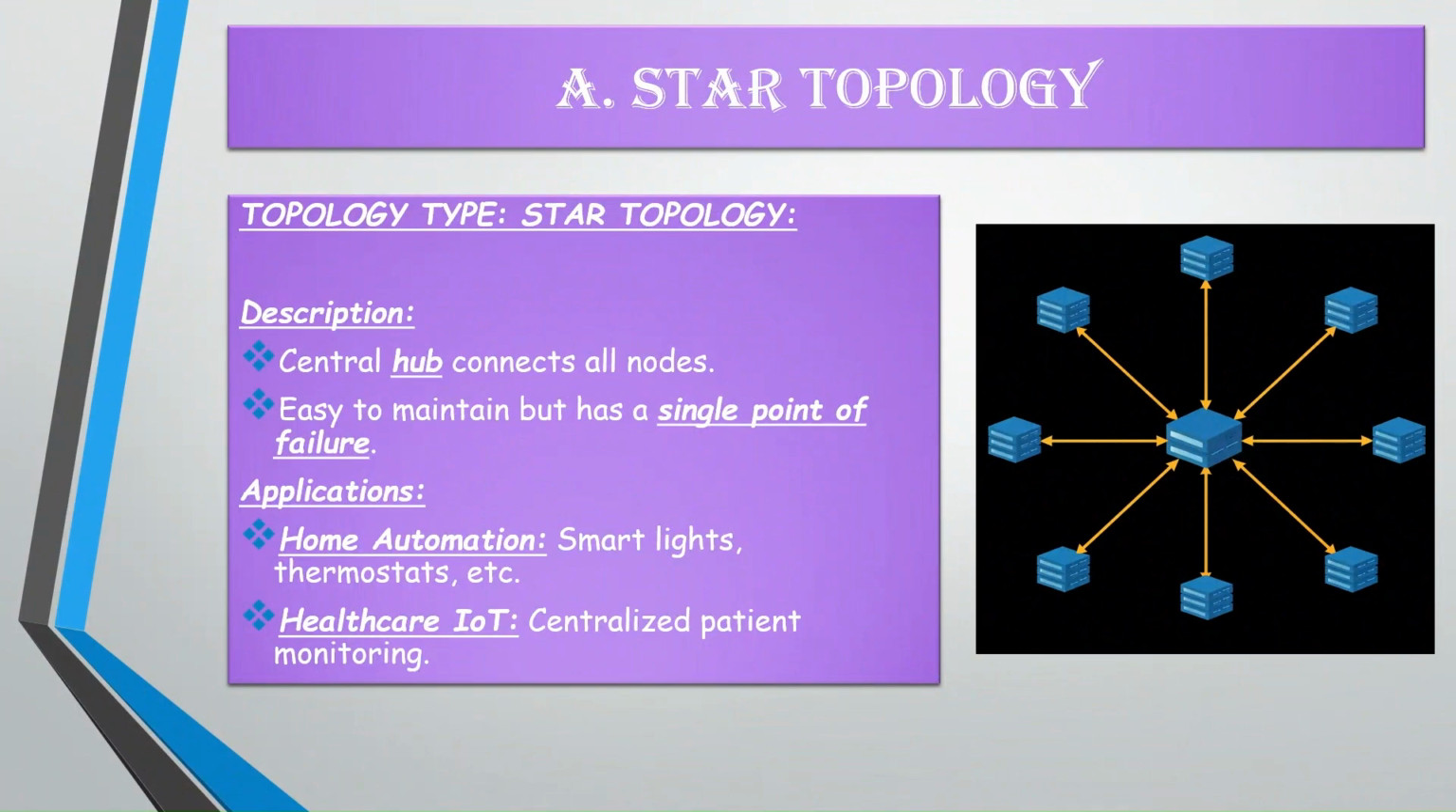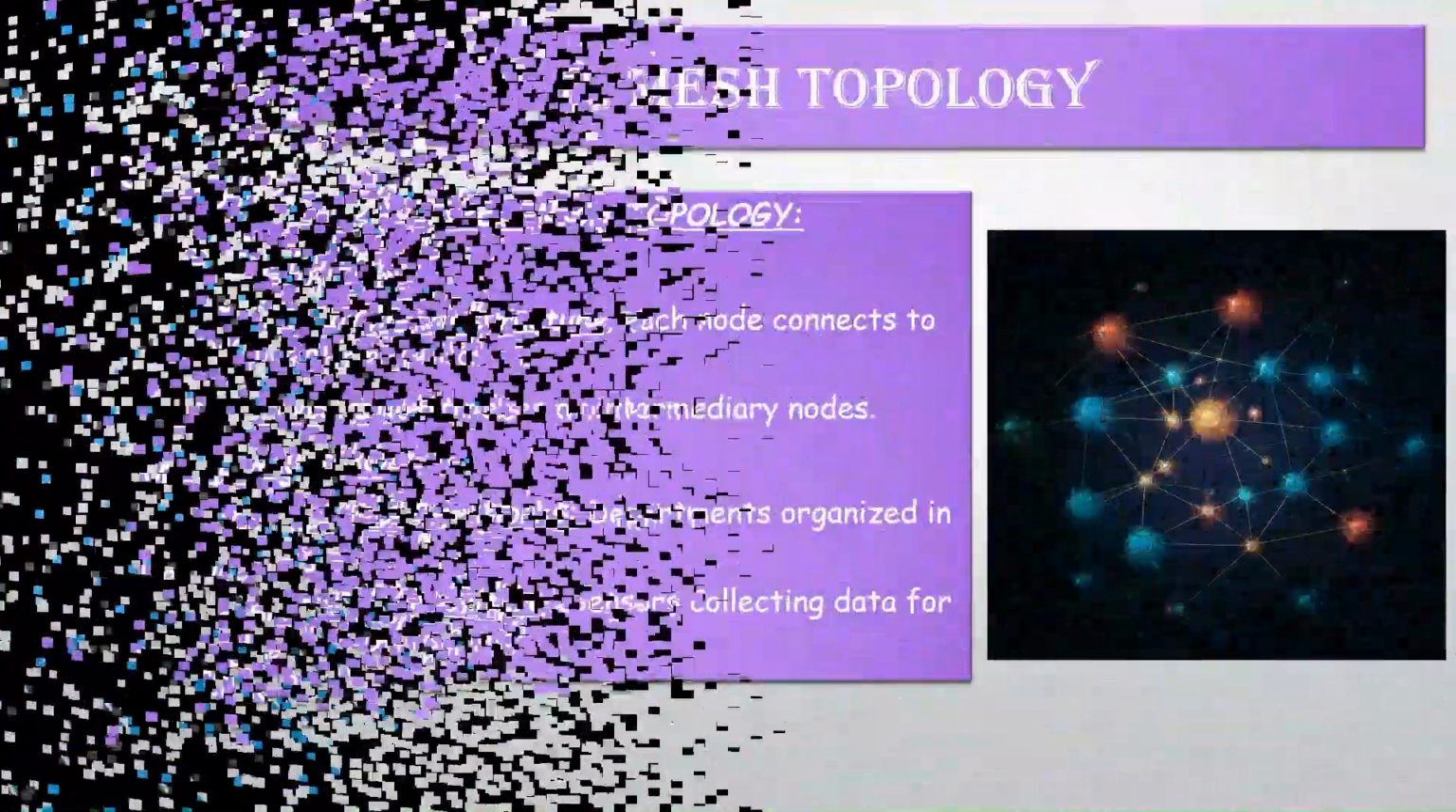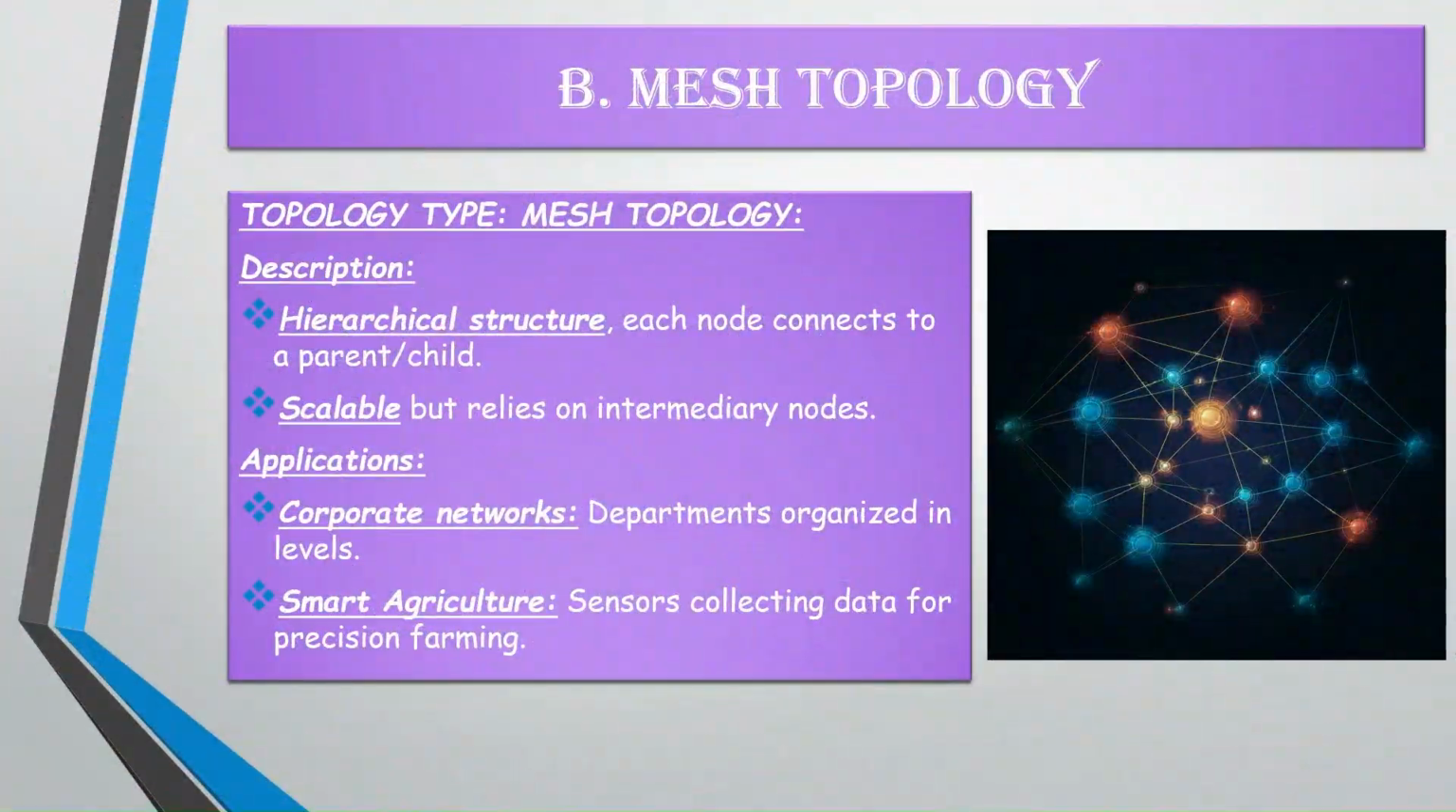Continuing our exploration of IoT network topologies, let's move on to the mesh topology. Unlike the star topology, where devices connect directly to a central hub, the mesh topology forms a network where devices are interconnected with multiple paths. This creates a more resilient and fault-tolerant system, as there are multiple routes for data to travel. Key characteristics of the mesh topology include hierarchical structure. Devices are organized in a hierarchical manner, with some acting as parent nodes and others as child nodes.